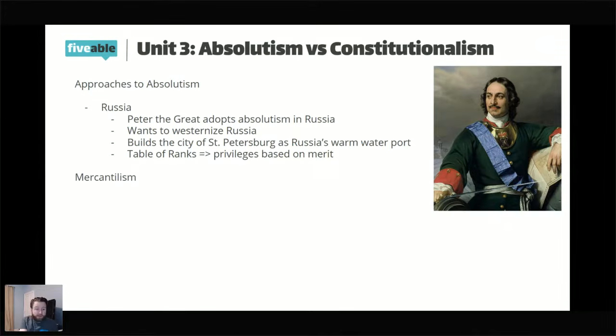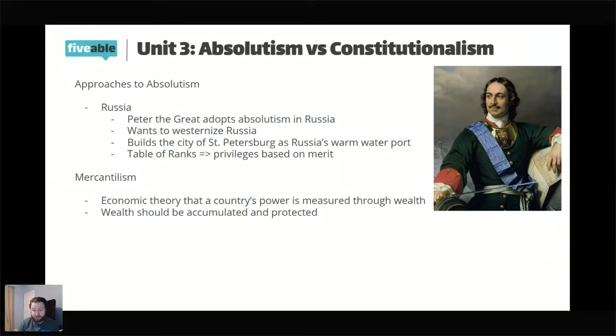Mercantilism. The economic theory that a country's power is measured in its wealth, and through accumulation of that wealth. Wealth should be accumulated and protected. You don't want to get rid of it. So that encourages setting up colonies and creating monopolies. It encourages the government controlling everything here, all for accumulation of wealth. Now, this is going to eventually lead to capitalism.